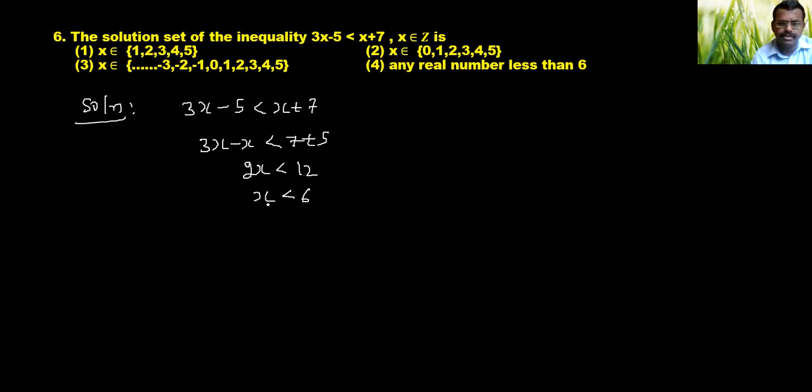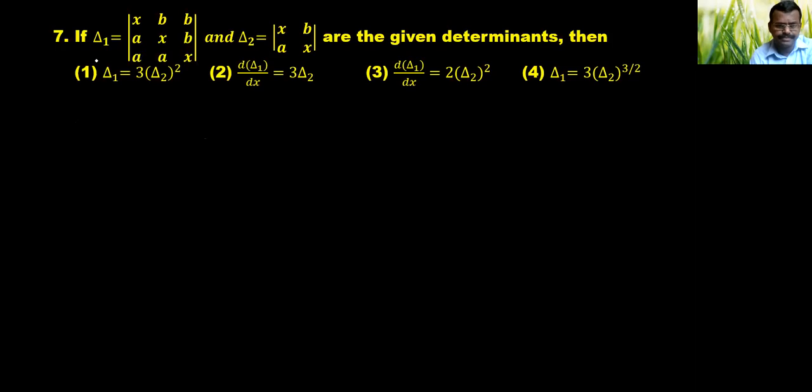X is less than 6 means what? So x belongs to Z. That's also very important here. Okay. So Z means integers. So all integers below 6, less than 6 means it ends with 5. Therefore, option 3 is the correct answer for question number 6. Next question, question number 7.